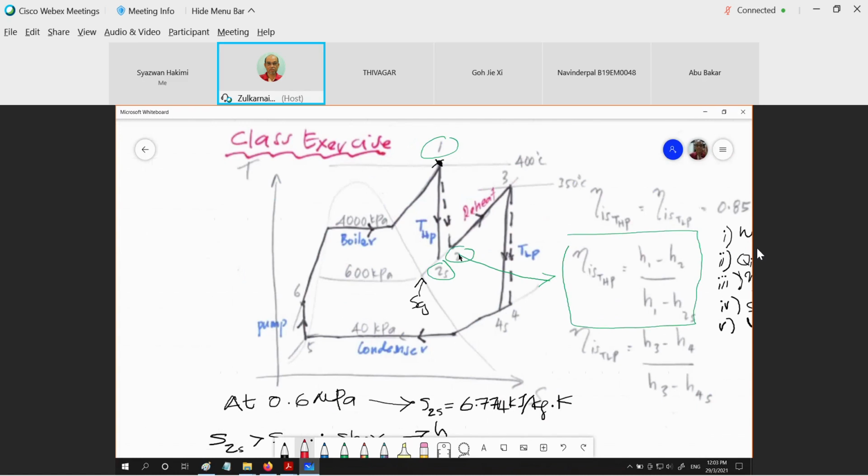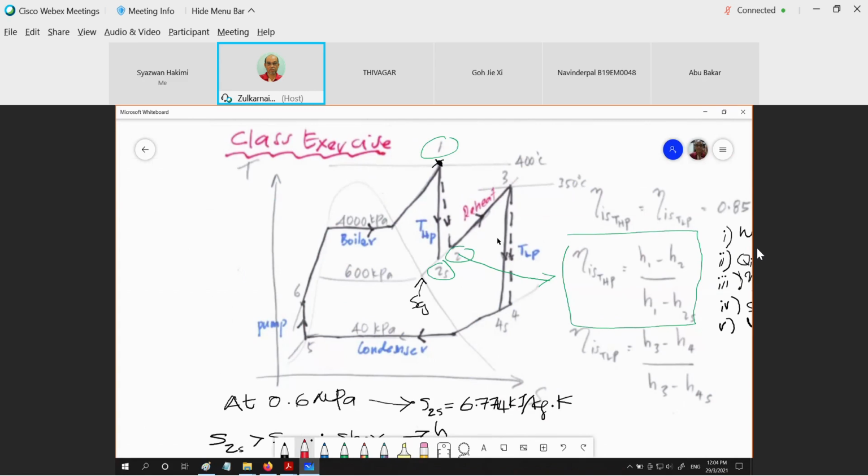The entropy is always increasing. There's no such thing that the entropy will be less than at 2S. It should always be to the right. Whether we are looking at the expansion process in a turbine, or the compression process in a compressor or pump, the actual entropy should always be greater than the isentropic entropy. So we don't need to prove the state of 2, because it should be to the right. For sure it will be superheated vapor.